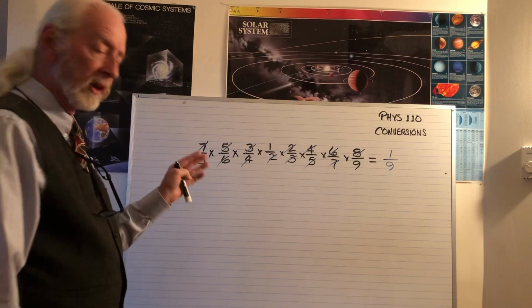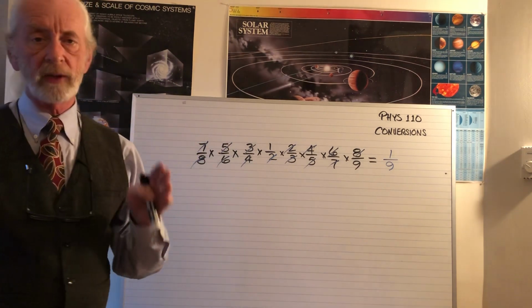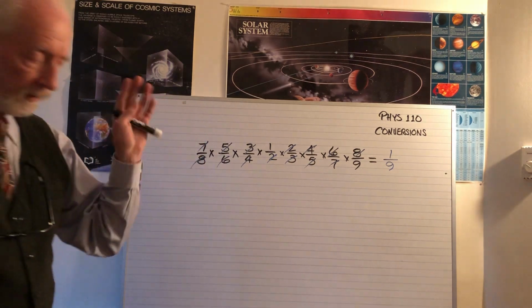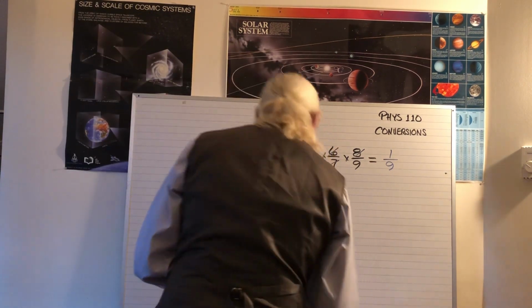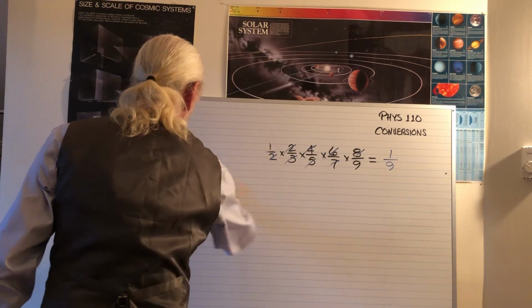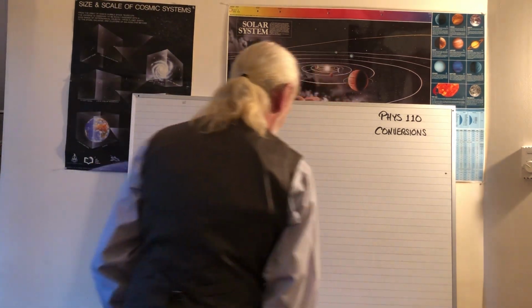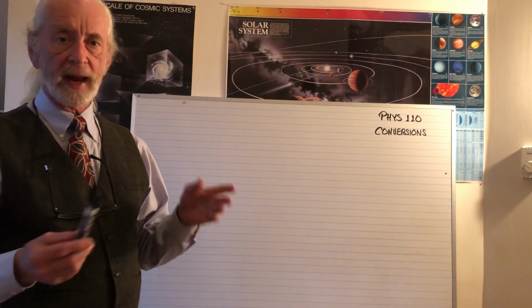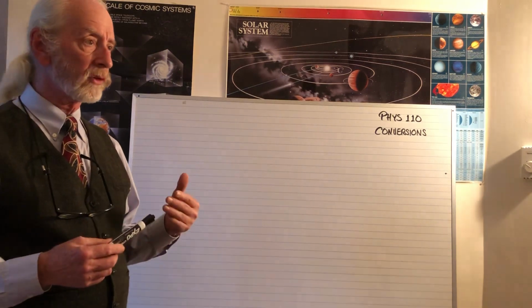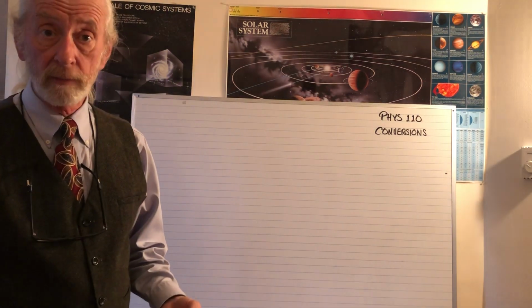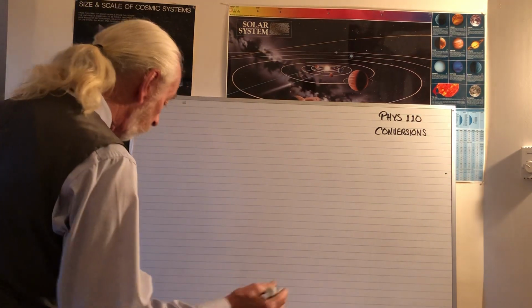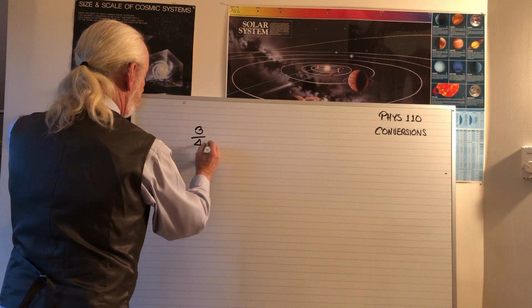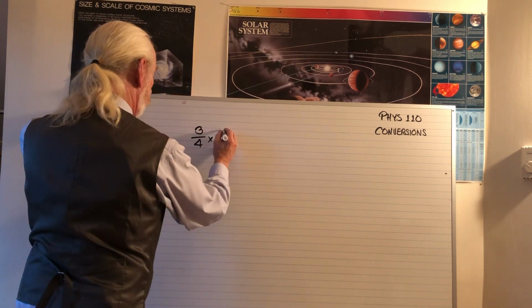Now, I left space at the bottom of the page because I want you to understand the rationale. I want you to understand why this works. It's not magic. We're going to use a little algebra. And the word algebra, by the way, is derived from a couple of ancient Arabic words that basically translate to the way of numbers, how numbers work. So we'll start with our original problem, 3/4 times 1/3.